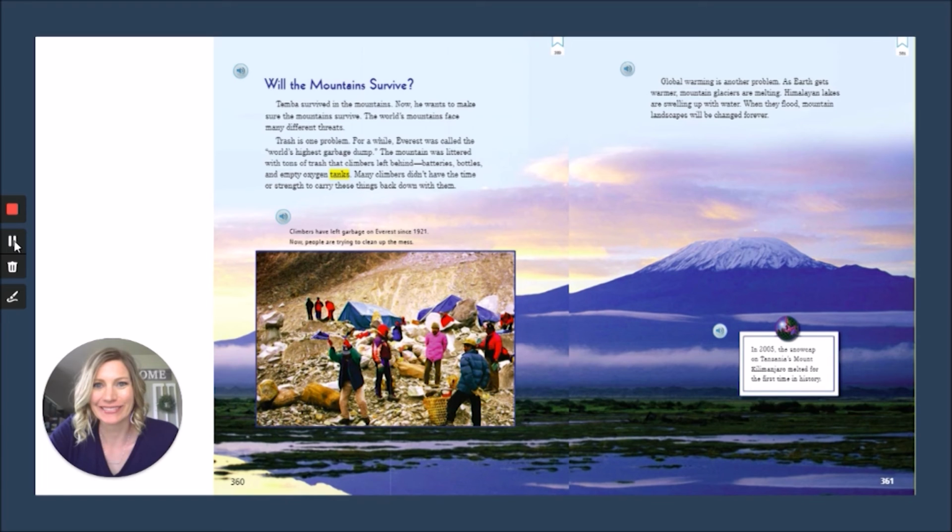Let's read the caption next to our photograph. Climbers have left garbage on Everest since 1921. Now people are trying to clean up the mess. The boxed fact says, in 2005, the snow cap on Tanzania's Mount Kilimanjaro melted for the first time in history.